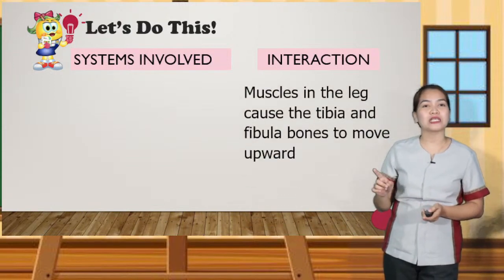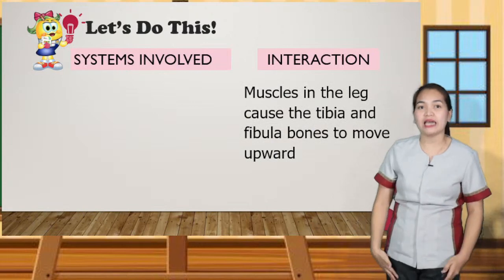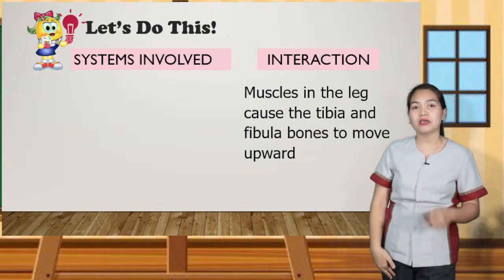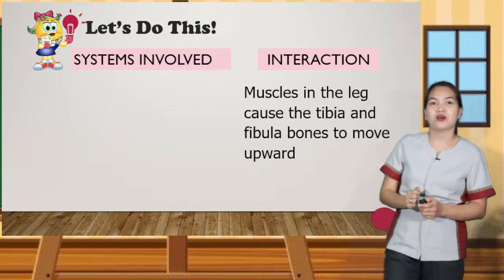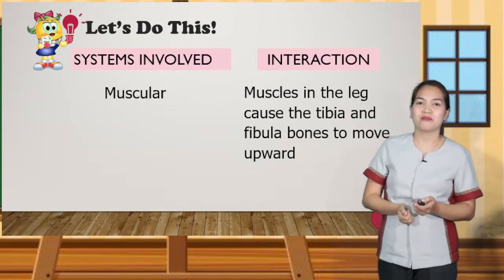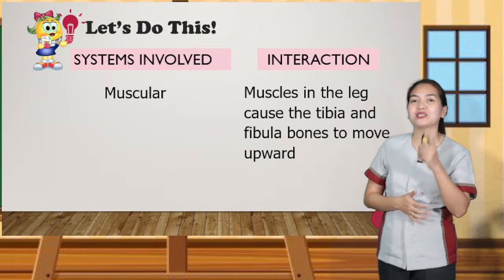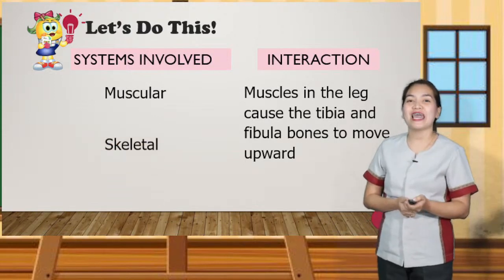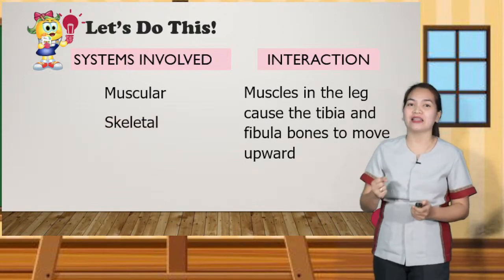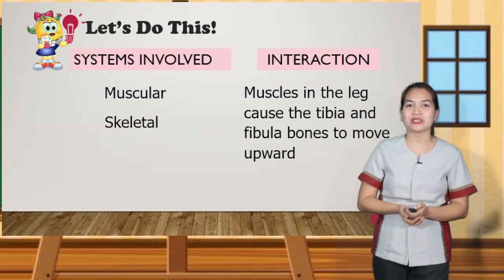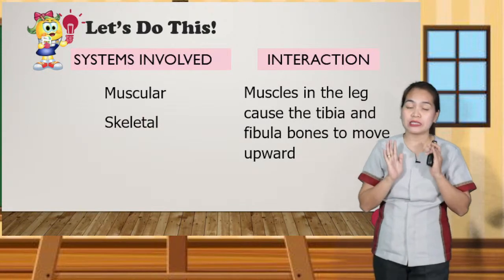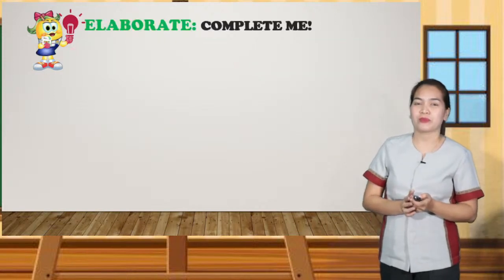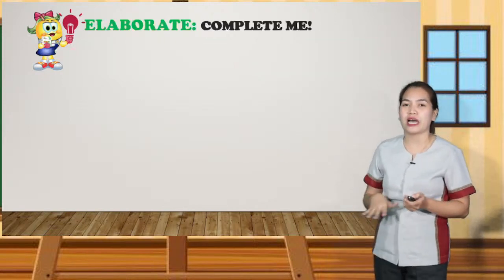Okay, down to the last one. Muscles in the leg cause the tibia and the fibula bones to move forward like this. So what are the systems involved? So we have the muscular, and we have our skeletal system. Okay, so those are just a few interactions wherein different systems are involved. Now let's move on to the other activity.